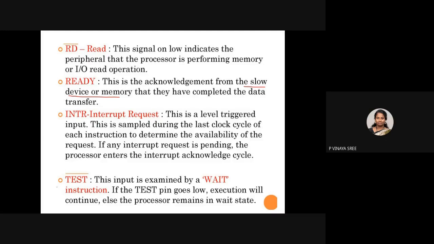Now coming to test. Concentrate on test bar, it is an active low pin, so whenever it is 0, this will be done. So this is your active low pin, meaning this test will be active when it is 0. Why? Because we have a test bar. This input is examined by the wait instruction. We'll be in a wait state, and if this test pin goes low, execution will continue. Meaning, if this is low, the processor will execute its task.